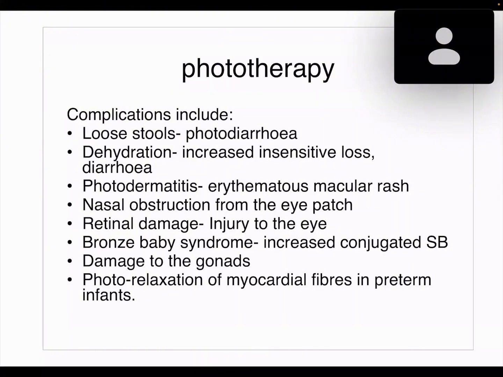Also, there's a form of rash that is noticed on the baby, photodermatitis, as a result of this phototherapy machine. That also wears off with time. To prevent any form of retinal damage, which is injury to the eye, when the baby is looking at light continuously, we use a patch to cover the eye to prevent its exposure.